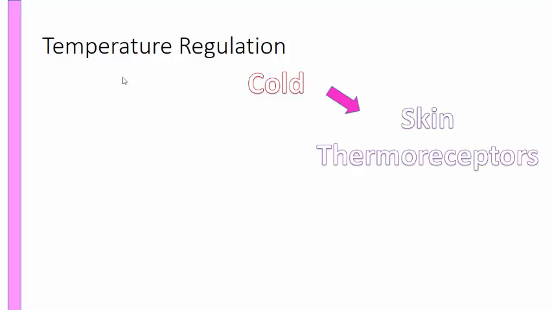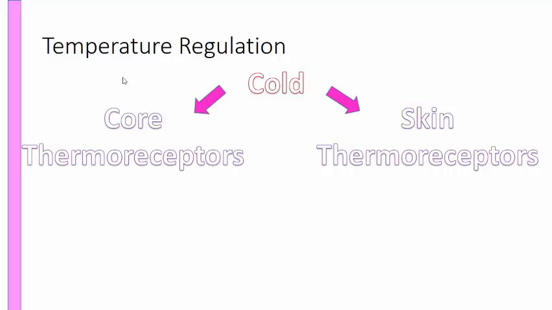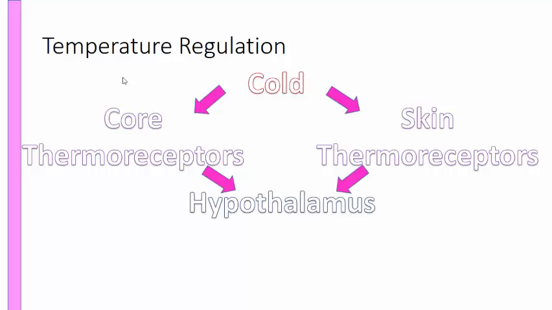What about if we are exercising in the cold, or if it's just cold outside? Again, our skin thermoreceptors are going to sense that it's cold, and our core thermoreceptors are going to sense if our core is getting lower. Again, they're going to send a signal to our hypothalamus, and it's going to cause vasoconstriction to our skin. So now we will have less blood moving to our skin, and more of it will be kept at our core, and that's going to help us increase our core body temperature.